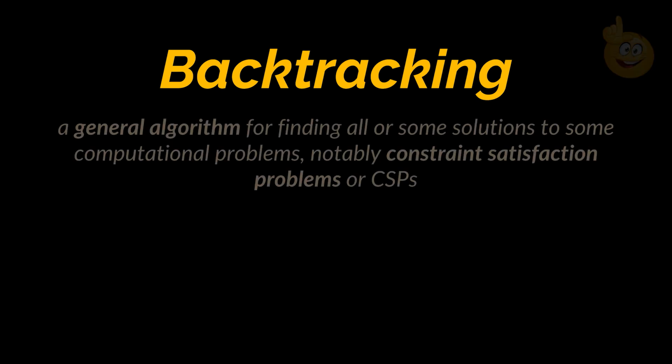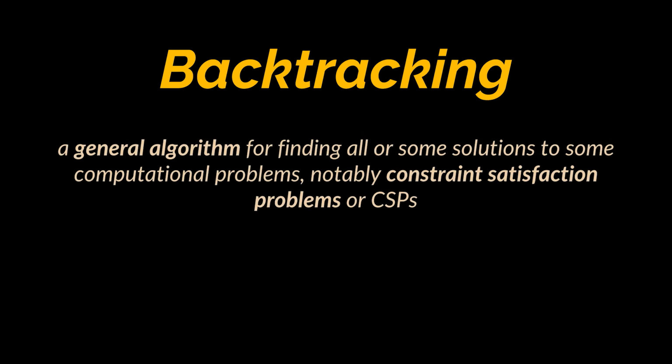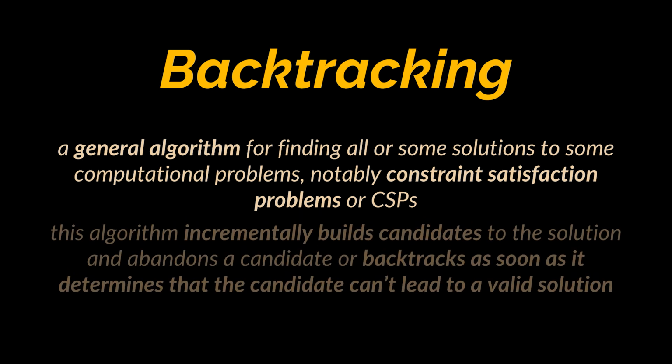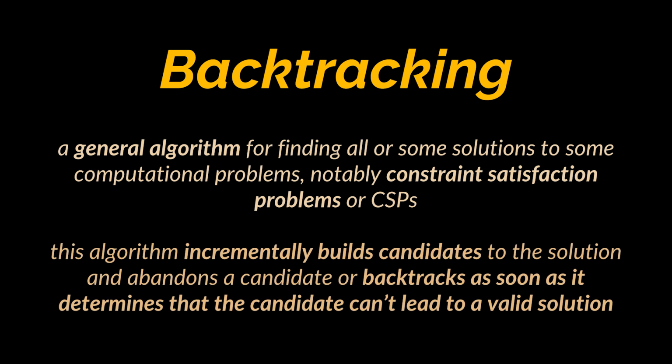In this video we're going to introduce another paradigm called backtracking, and this algorithm is implemented with the help of recursion. So I strongly suggest you have a very good understanding of recursion before proceeding with this one. Okay, so backtracking is a general algorithm for finding all or some solutions to some computational problems, notably constraint satisfaction problems or CSPs like Sudoku for example. To do that, this algorithm incrementally builds candidates to the solution and abandons a candidate, or backtracks, as soon as it determines that the candidate can't lead to a valid solution.